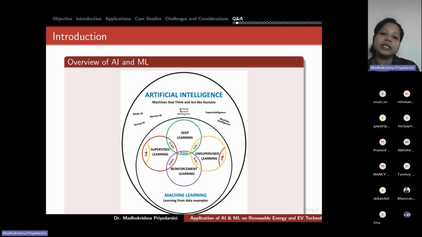But nowadays, if you see every product available in the market, minimum artificial intelligence is present. If you go for your air conditioner, your refrigerator, your cars, everywhere artificial intelligence is involved. So if you summarize artificial intelligence, it is machines which are going to think and act like humans.